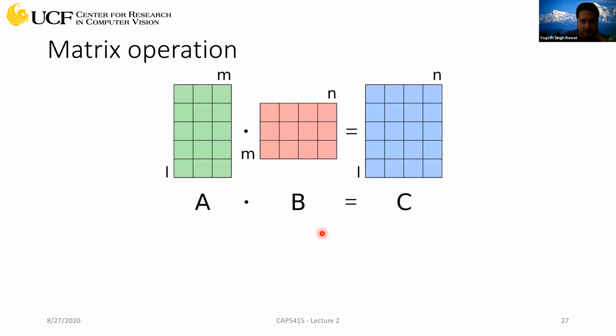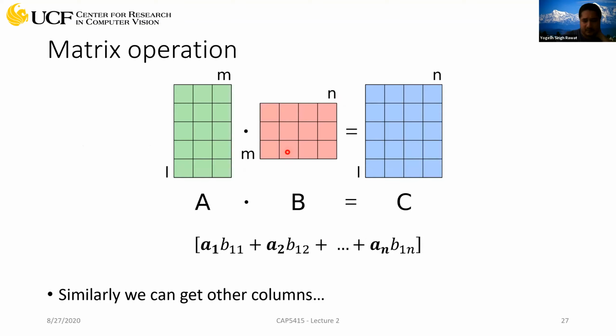So let me try to elaborate this further. Let's talk about this particular value in the resultant matrix C. To obtain this value, we have to multiply this row with this column, and then we get this value. Let's see how we can get this value. We get it when we multiply this row again with the same column. For the next value, again the next row with the same column.